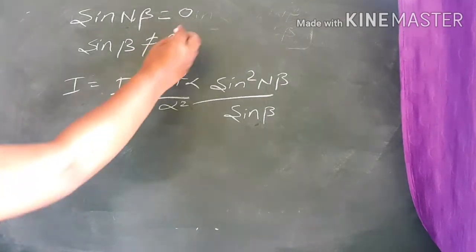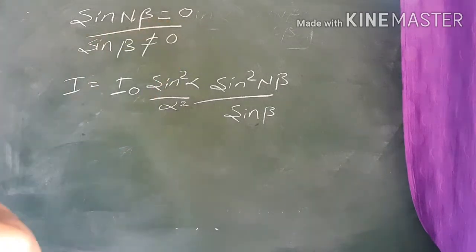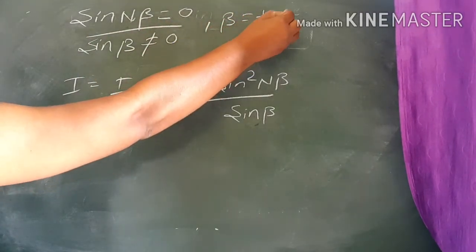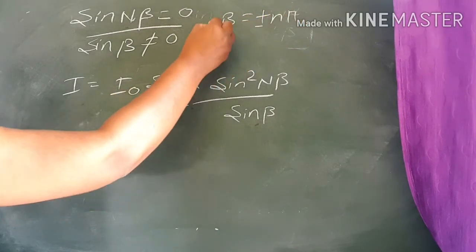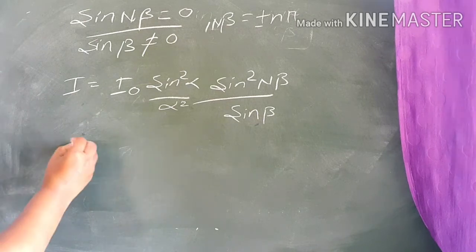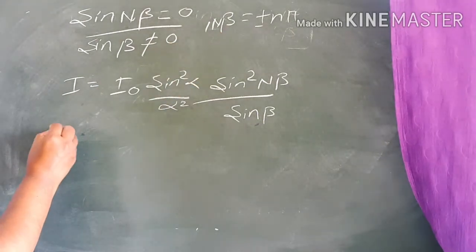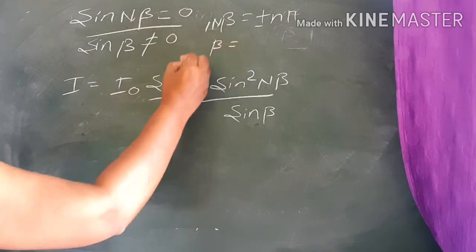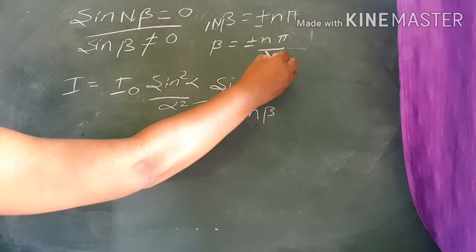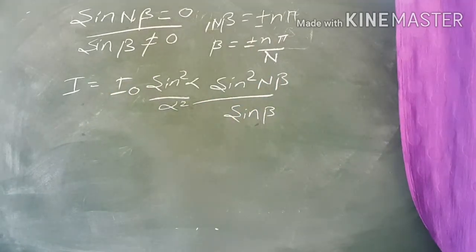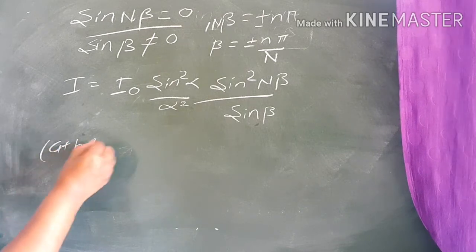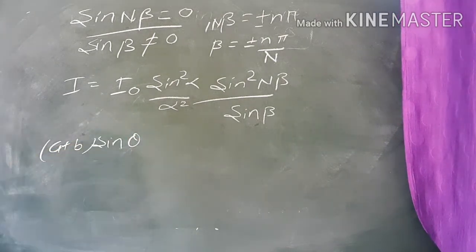And in this case, if this equation is satisfied, then n beta is equal to plus minus n pi, and from here beta is equal to plus minus n pi by N. This is beta, and we know beta is equal to pi by lambda into a plus b sin theta.